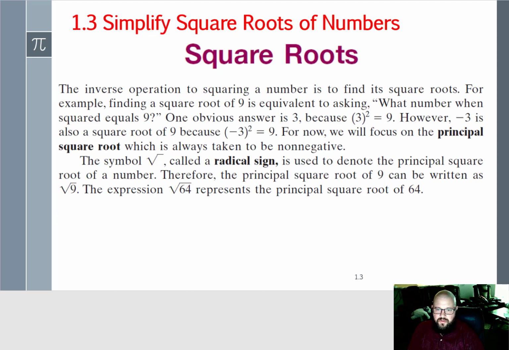The symbol, the square root symbol, is called the radical sign. It is used to denote, oh my goodness, I messed it all up.